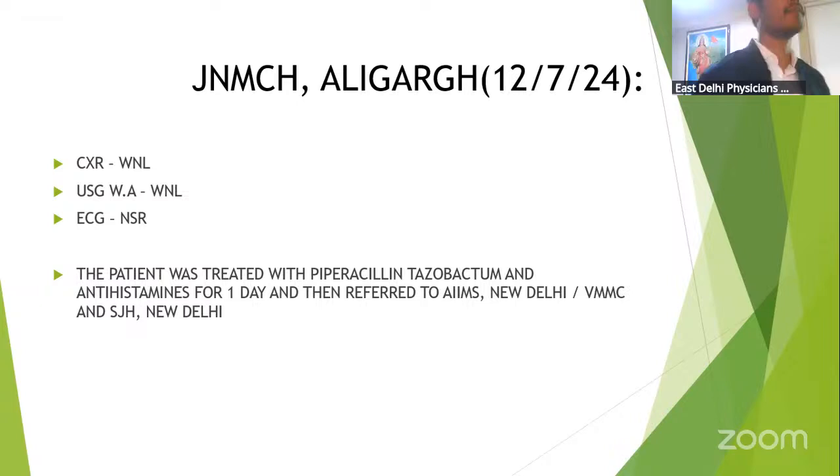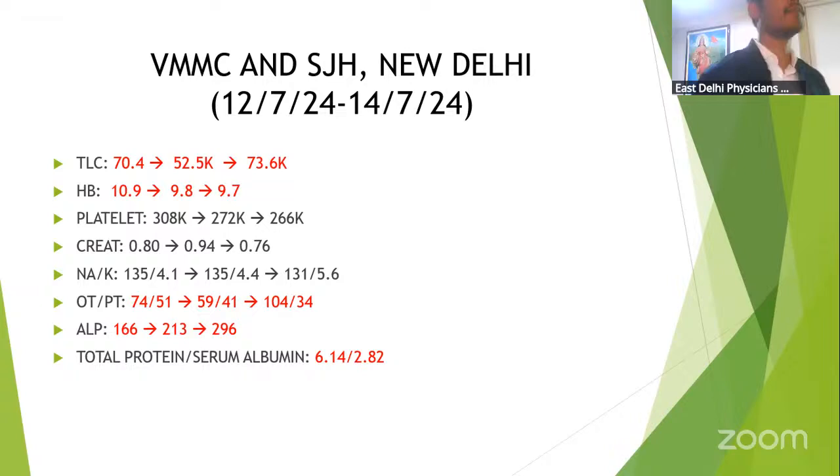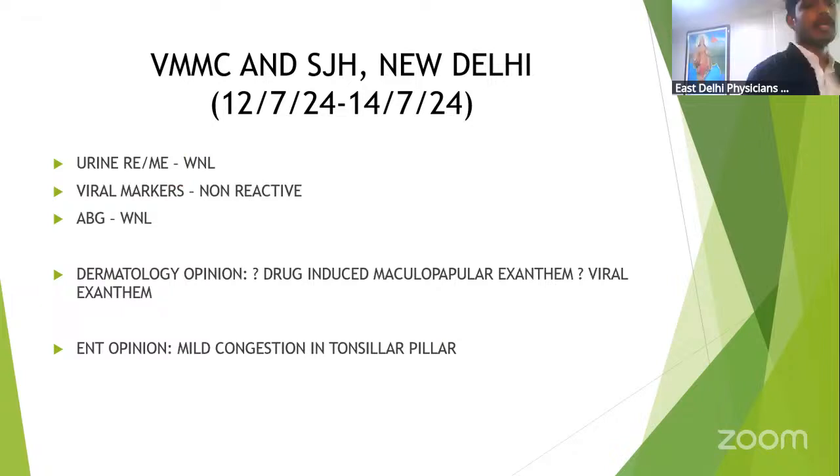It went back to 73. There was a progressive drop in hemoglobin from 10.9 to 9.7. The kidney function was normal. The liver function showed a deterioration with mild transaminitis of 104 by 34 and a progressive rise in the alkaline phosphatase of 166, 213, and 296 with hypoalbuminemia. The urine routine was normal. Viral markers were non-reactive. The dermatology opinion was taken for the rash, and they opined query drug-induced, query viral exanthem. An ENT opinion was also taken for the sore throat, which opined mild congestion in the tonsillar pillar.